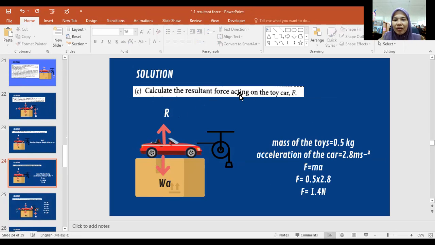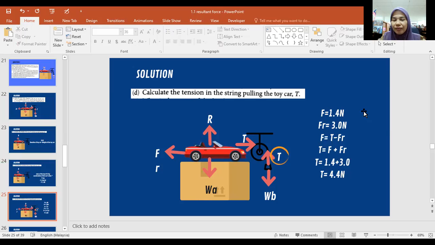Okay, calculate the resultant force acting on the toy car F. How to find the resultant force? We can use the formula of Newton's second law. Please list down all the information given in the question. Mass of the toy is 0.5 kg, acceleration of the car is 2.8 meter per second square. This is Newton's second law, F is equal to ma, F is equal to 0.5 times 2.8. So you get the resultant force is 1.4 Newton. You can straight away get the resultant force from the formula of Newton's second law.